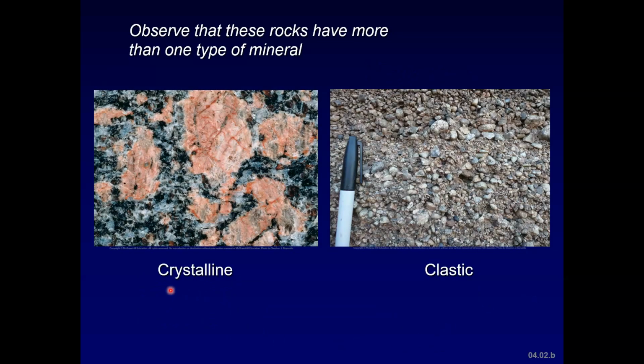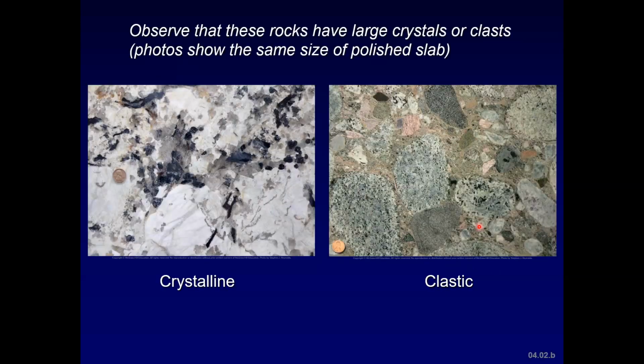So on the left, we have a crystalline rock versus a clastic rock on the right. They both have more than one type of mineral present. So this is crystalline. You can kind of see that things are interlocking crystals, whereas these are sort of cemented together by finer materials. We'll continue on with the crystalline versus clastic rocks. These have very large crystals and very large clasts. So large we'd consider these to be cobbles.